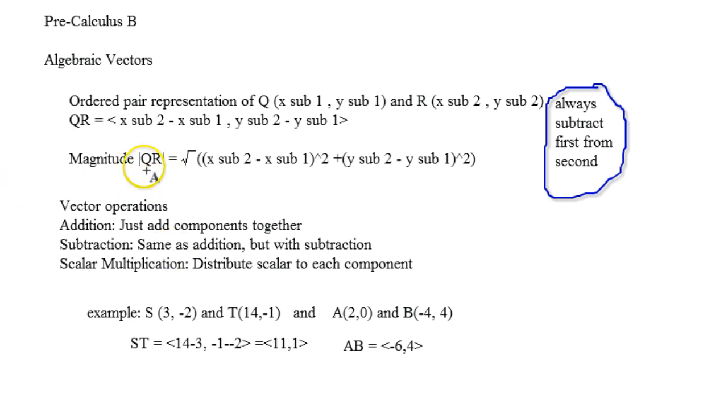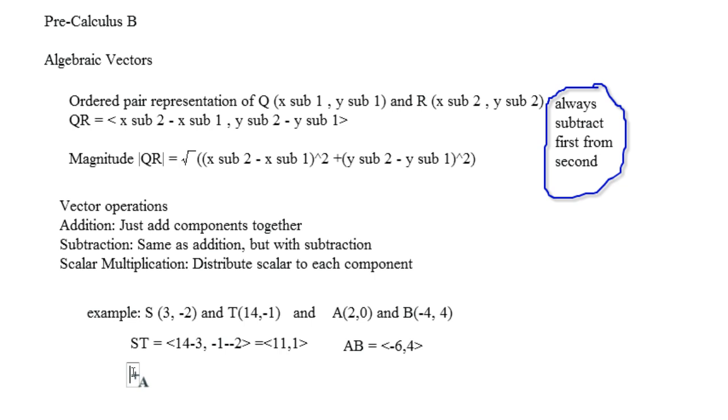Now magnitude, we just talked about this in the geometric side, it's going to be the distance formula. Because magnitude is the length in the geometric vectors, so algebraically it's just going to be the distance formula. Now with this one, the order doesn't matter. When you're doing ordered pair representation, order does matter, you subtract the first from the second. For this one you could have x sub 1 minus x sub 2 or vice versa and just have everything set up like this.